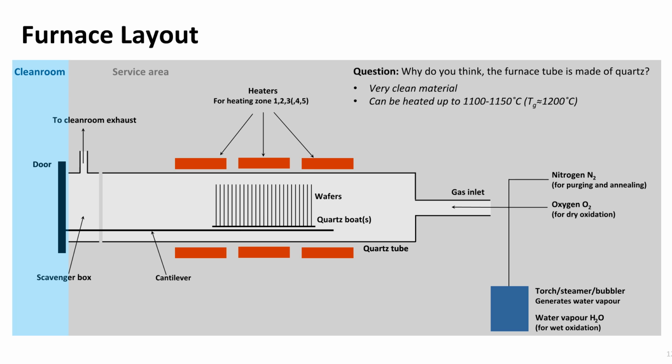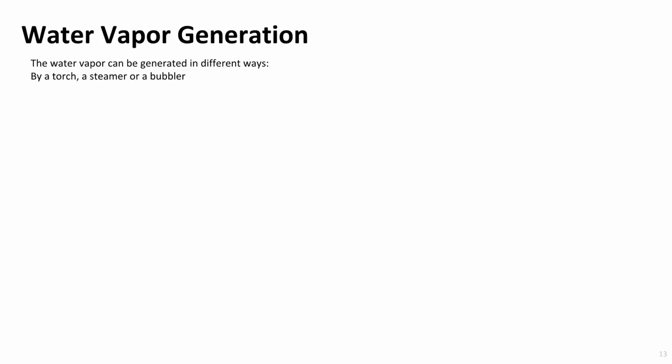Therefore, only a limited area in the center of the furnace tube will have a uniform and stable temperature. The quartz boat or boats with wafers should be placed here. For most oxidation furnaces available at DTU Nanolab, an arrow indicates where the boat has to be placed on the cantilever when it is loaded into the furnace, to be at the center position inside the furnace tube during the oxidation process. As explained before, wet oxidation requires water vapor or steam.